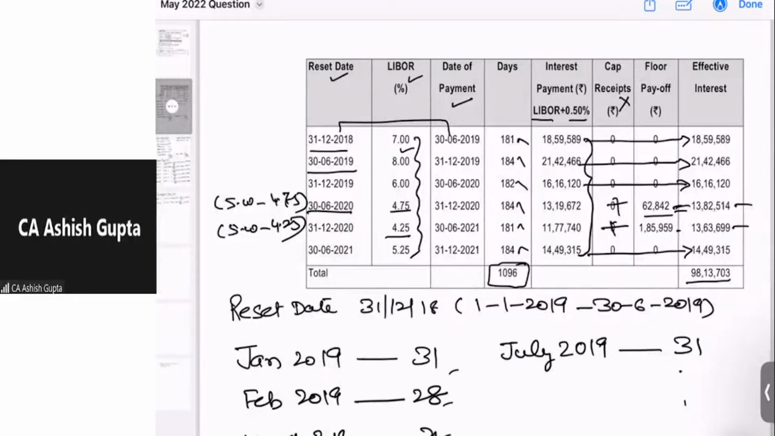This figure may have come to 1095. Okay, maybe this figure may come to 1095. Without the leap year it would not be there, but due to the leap year there is a 1 day difference here. Okay, so now let us see how we calculate the effective interest.